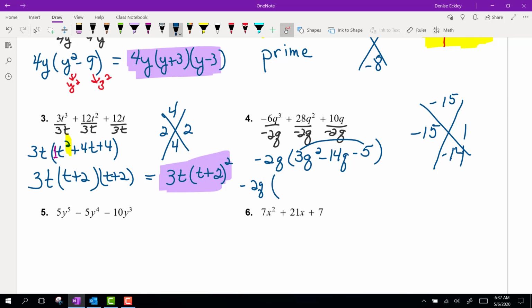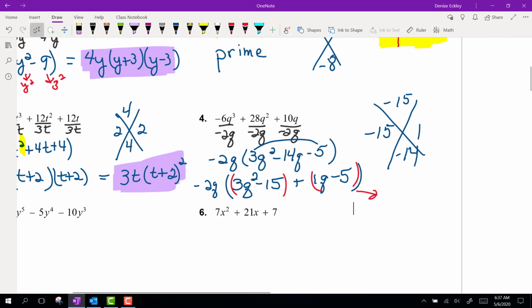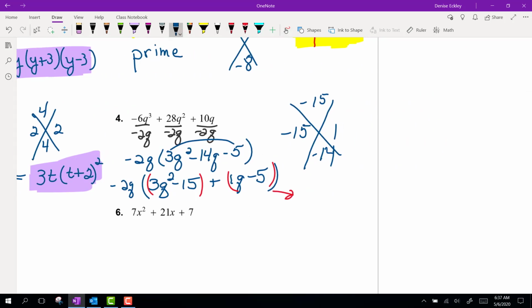So I'm going to have 3q squared minus 15 plus 1q minus 5. And there's my groups. I'm going to factor out. I'm going to do this over here. Thought I left you guys enough room.